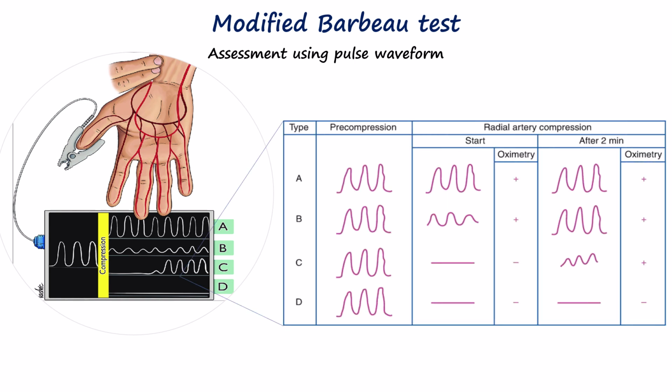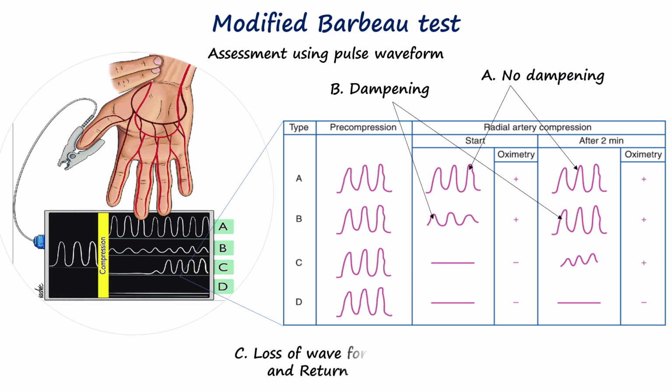The Barbeau test classifies the waveform response into 4 types. Type A with no damping of pulse waveform before or after compression. Type B with damping with compression and normalization after releasing compression. Type C with complete loss of waveform with recovery within 2 minutes, and Type D with persistent loss of waveform.